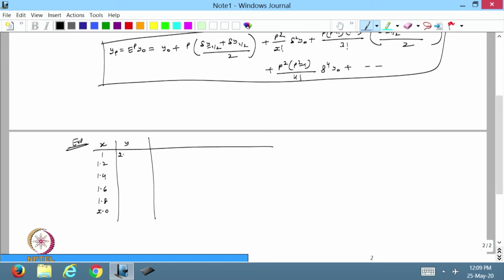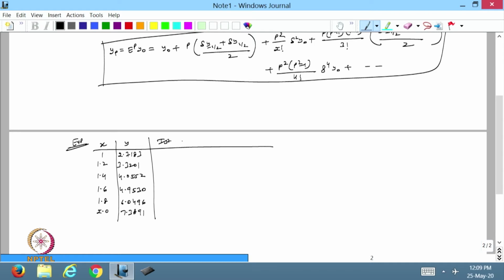The values of y given to me are 2.7183, 3.3201, 4.0552, 4.9530, 6.0496 and 7.3891. So, these values are given to me.